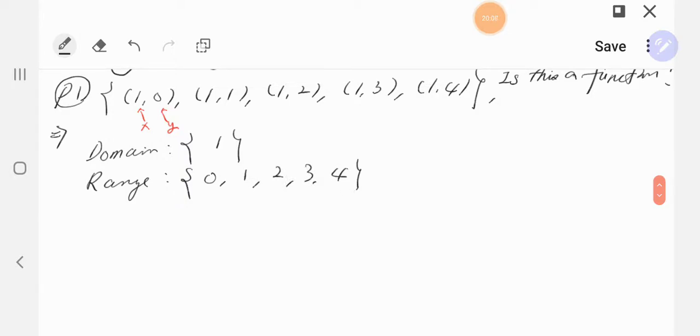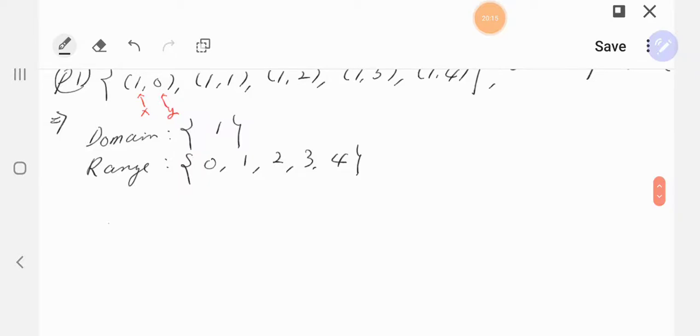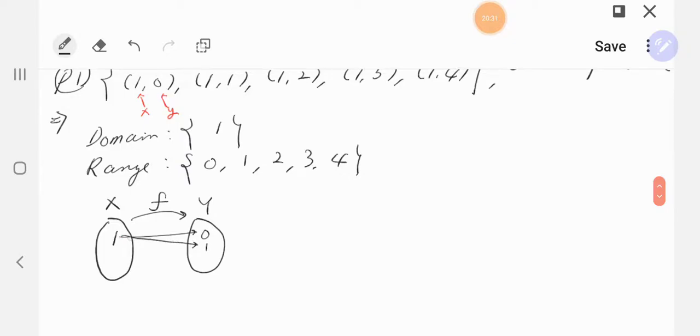So we found the domain and the range, but we are not sure whether this is a function or not, right? So if you graph it, this is input value x, output value y, and let's say the relation is function f. If x equals 1, then y is 0. X equals 1, then y equals 1, right? Look at this. The input value 1 has how many outputs? It has more than one output, right? So this is not a function.